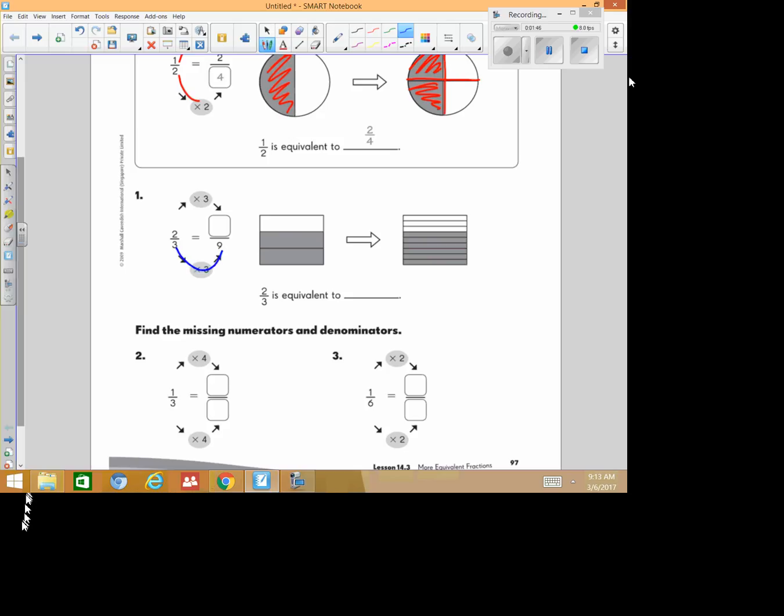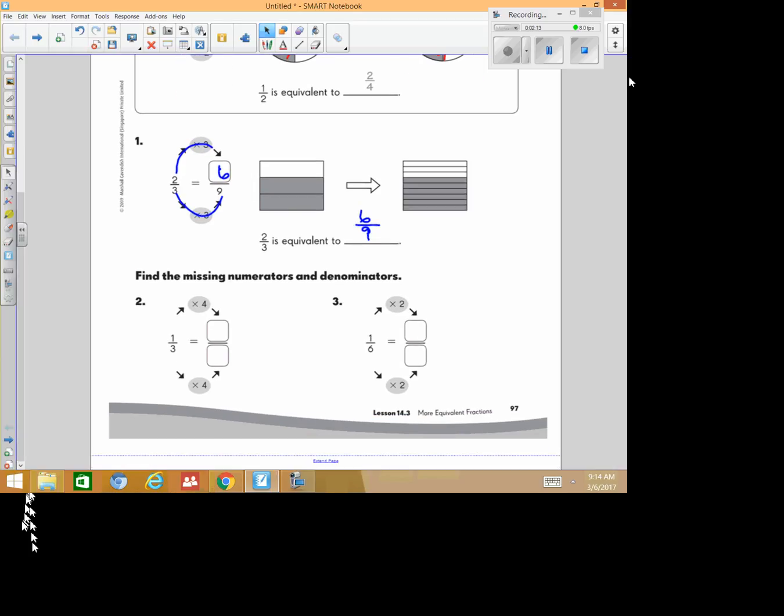So what is 2 times 3? Raise your hand when you know. Bryson? 6. So 2/3 is the same as 6/9. Right? So 2/3 is equivalent to 6/9. Okay? Let's take our time and not just shout out answers, okay? It's important. So now let's look at the bottom.